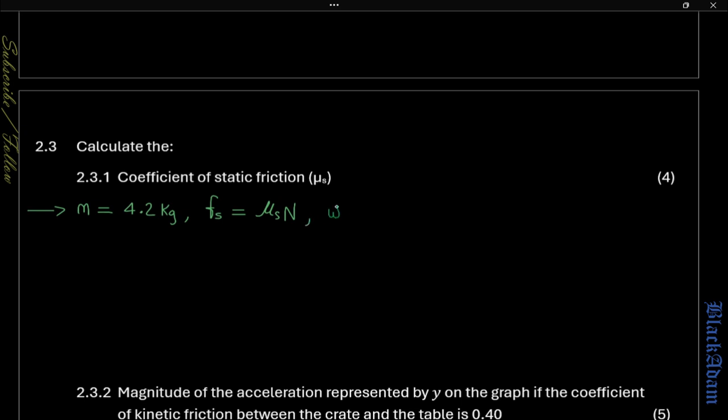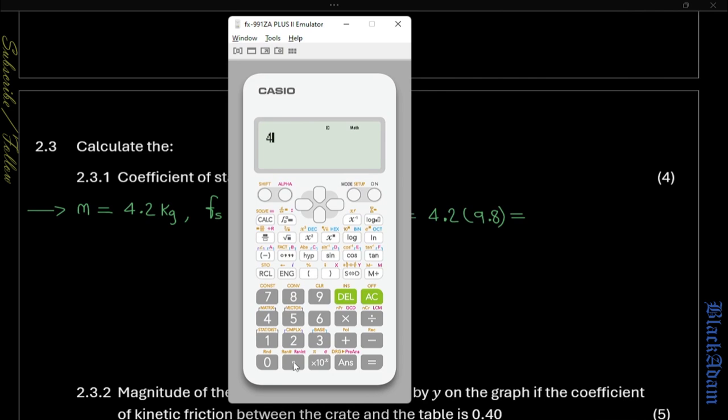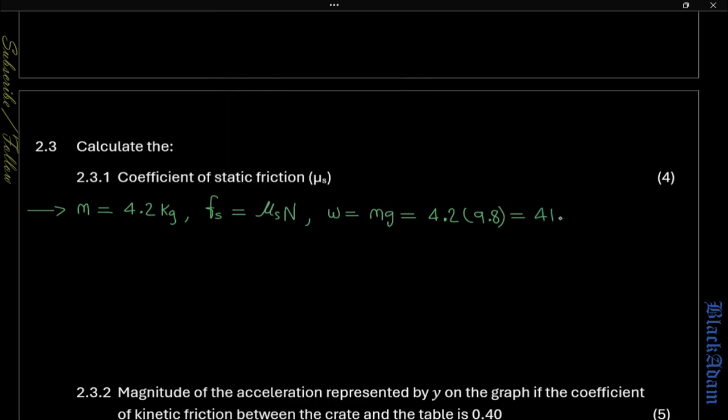We have to know the weight. The weight of the 4.2 kg mass is the mass, 4.2 kg, multiplied by 9.8. Using a calculator, 4.2 multiplied by 9.8 gives 41.16 newtons. So that's the weight, which is also equivalent to the tension, and equivalent to the static friction.